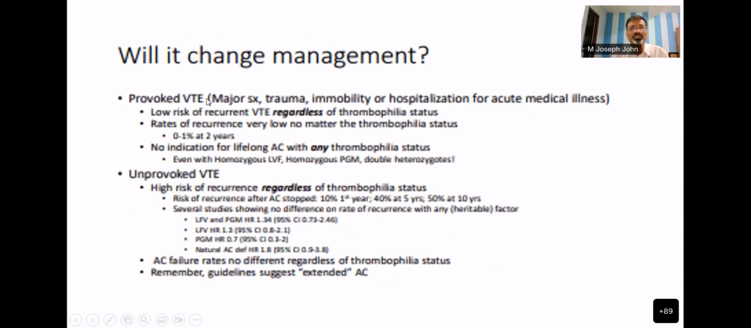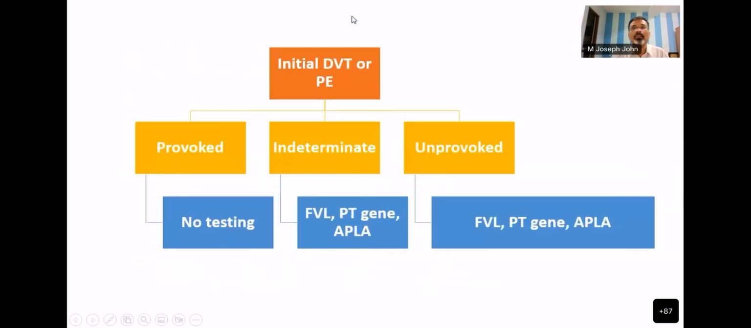As we mentioned, it wouldn't change management in a provoked DVT. Therefore, no point in doing thrombophilia testing there. And unprovoked, regardless of the thrombophilia testing, if it is a high risk recurrence, you have to continue for long term, because the cumulative probability of recurrent thrombosis is high if you have stopped the anticoagulation.